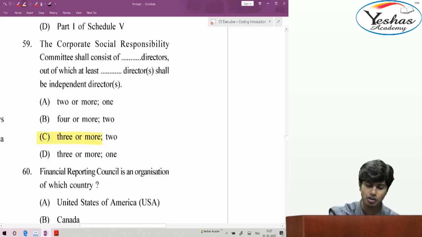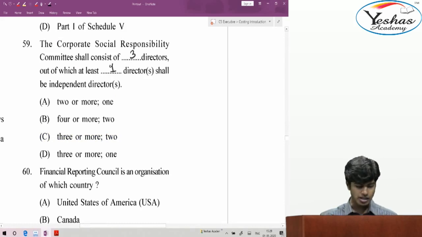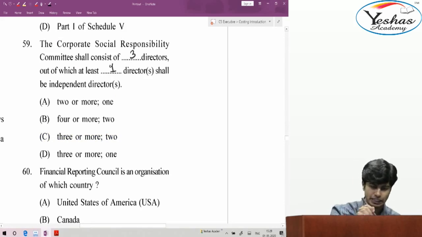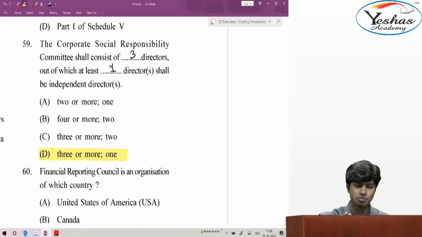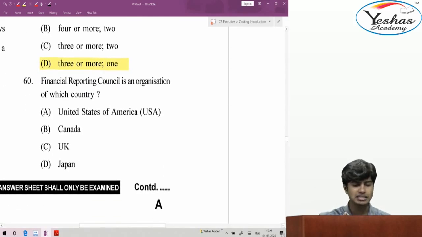It should be 3 or more directors with at least 1 independent director. So the answer for the 59th question should be option D. 3 or more directors should be there. The committee should have 3 or more directors, of which at least 1 should be an independent director. This is with respect to question number 59. Let's go to question number 60.